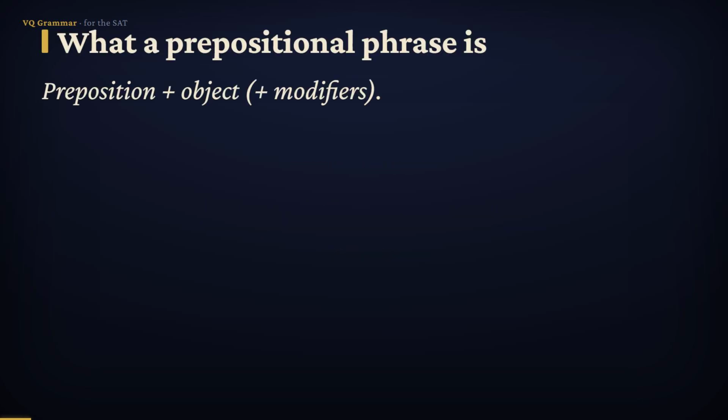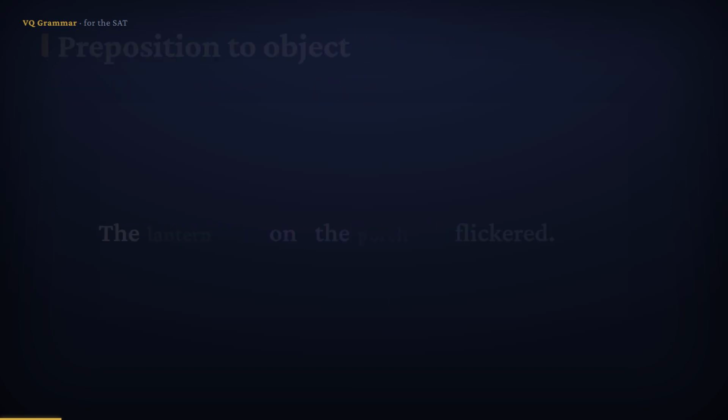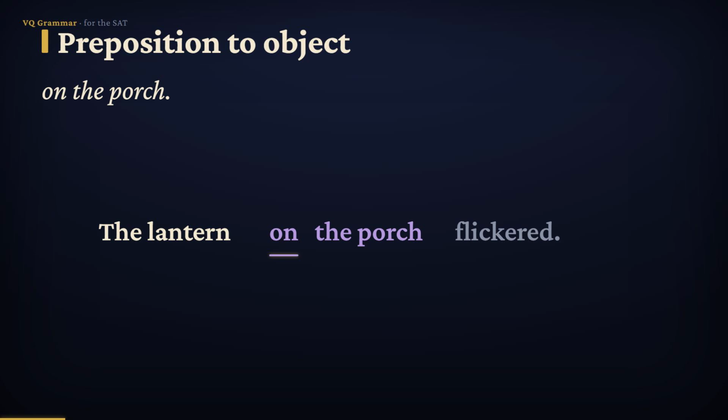We met prepositions back in Chapter 1. Now let's look at the phrases they build. A prepositional phrase begins with a preposition and ends with a noun or pronoun, the object of the preposition, and it may include modifiers of that object. The lantern on the porch flickered. On is the preposition, porch is the object, and on the porch is the whole prepositional phrase.